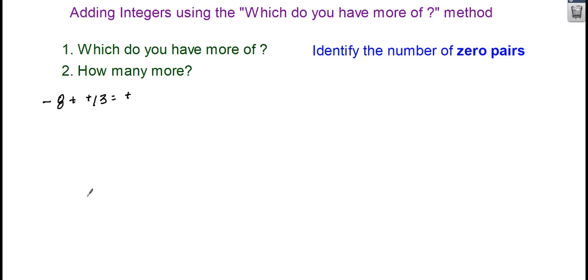So I know my answer is going to be positive. How many more? Well, 13 take away the 8 is 5. So I know that I have positive 5 as an answer. And I also know that I have 8 zero pairs because I had 8 negatives to cancel out some of the positives, but not all the positives. There were 5 positives left over.